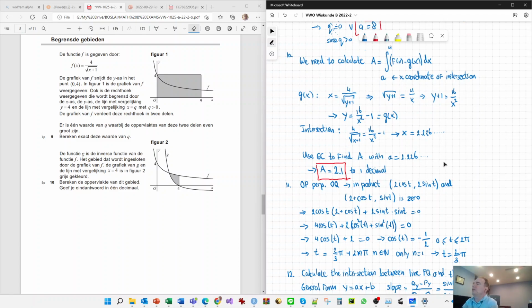So this illustrates the first things you need to prepare and need to know. This is about inverses, how to calculate the inverse of a function, how to intersect functions, how to numerically calculate integrals. That you have to know with your graphic calculator.